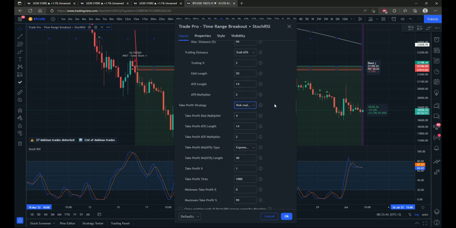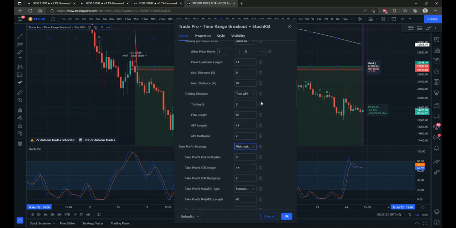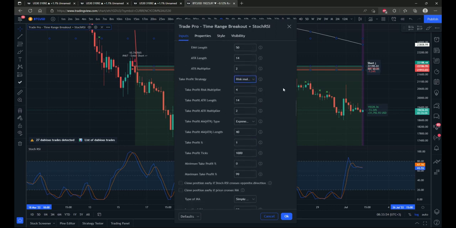So my initial risk is going to be up here at the stop loss strategy, which is 2.5 times the ATR. So 4 times that, we're looking at 10 times the ATR for the profit target based on what I have set right here. But you can also choose an ATR based, moving average of the ATR based, percent based, tick based, or disabled for the take profit strategy. You would only disable it if you have a trailing stop loss as the method of taking profit.